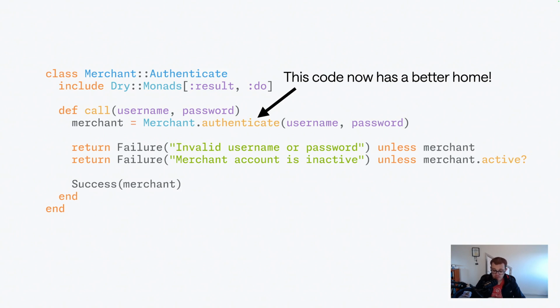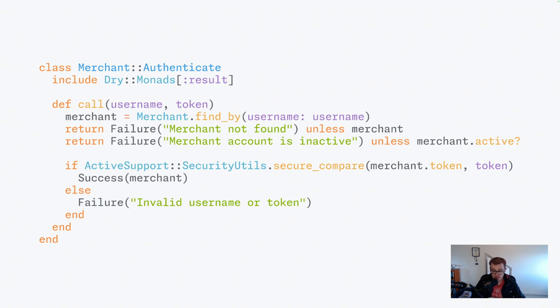Another win, but a smaller one, means that the code that was in our model now has a better home, this new operation class instead. The model, which was already overloaded with responsibilities, now has one fewer responsibility. Instead of this authentication code being split up between the controller and the model, it's now all centralized into one class instead.